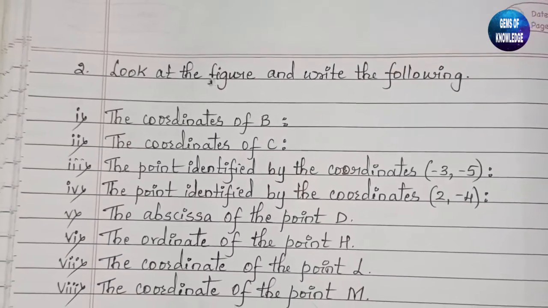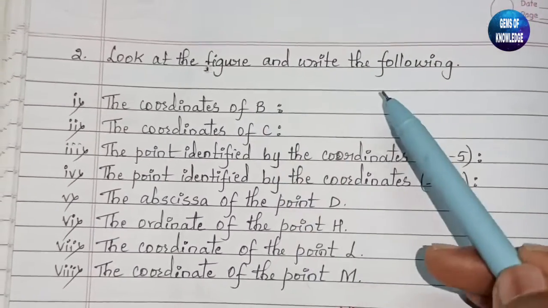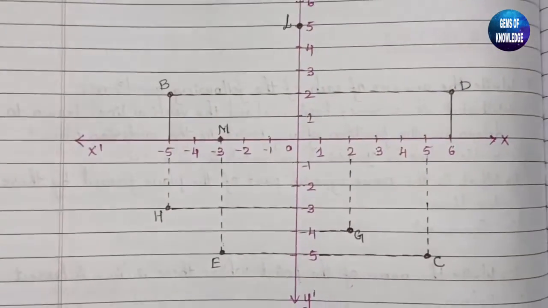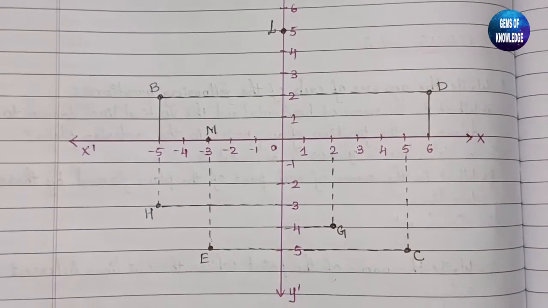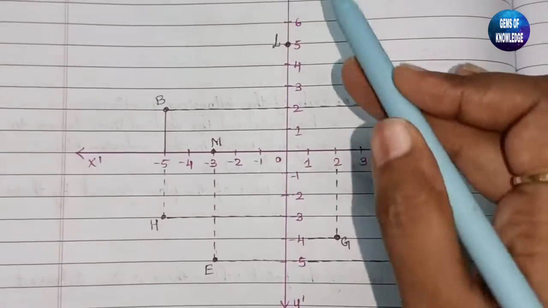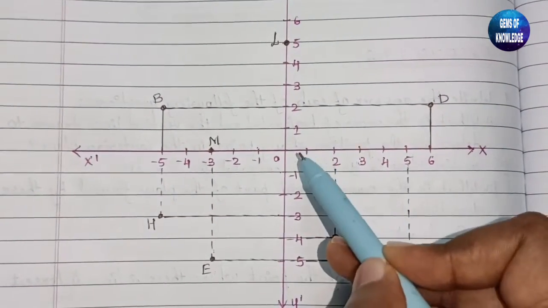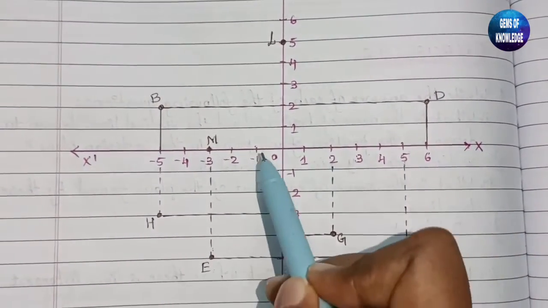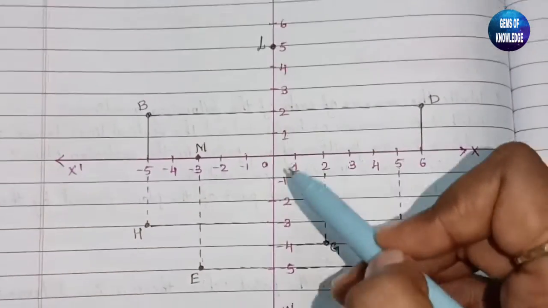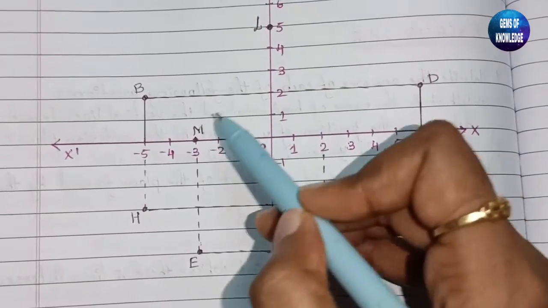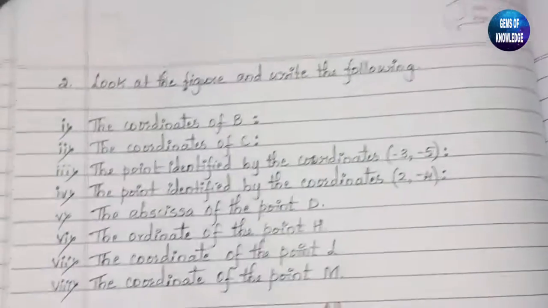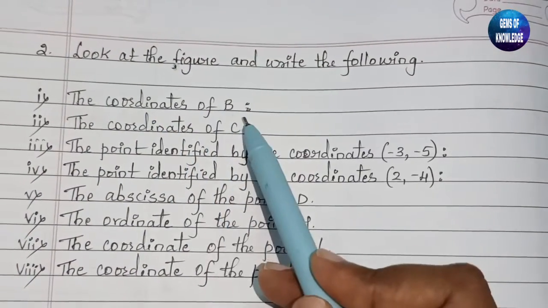Now we'll move on to the second question. Look at the figure and write the following. Here a few questions have been given and they have given us a particular figure. We have to go through this figure and write those answers. This is a graphical plane where they have shown the x-axis up to 6 and negative x-axis up to -5, positive y-axis up to 6 and negative y-axis up to -5. You can see some points they have shown us.